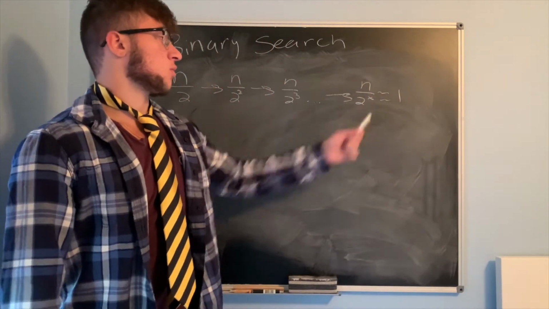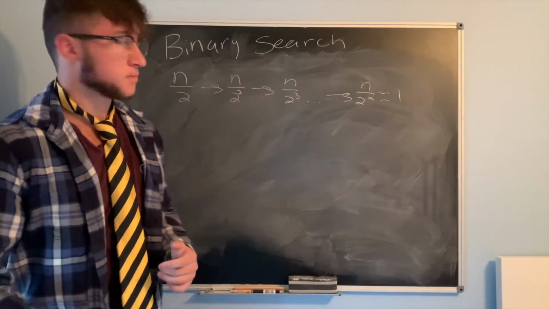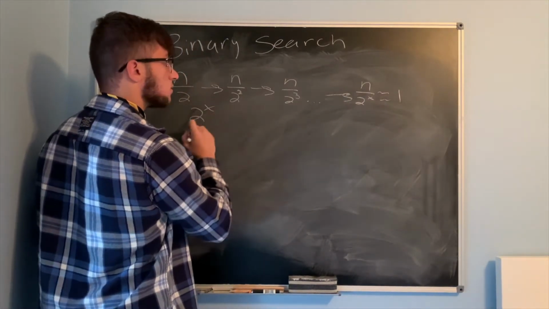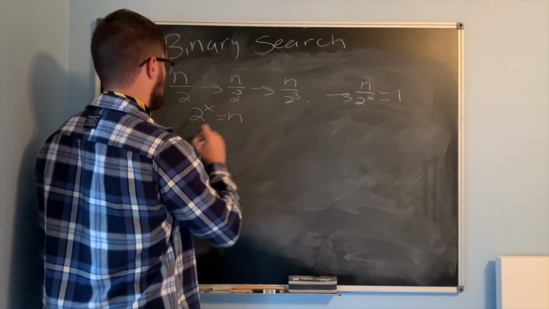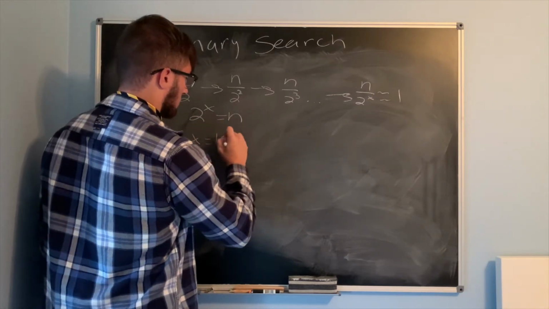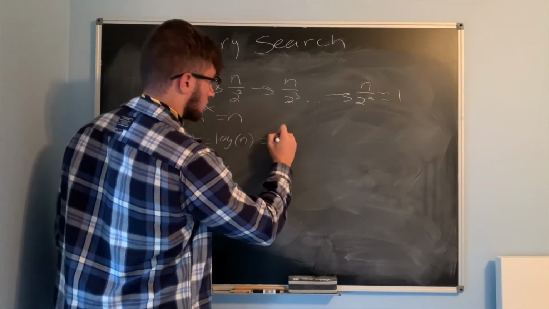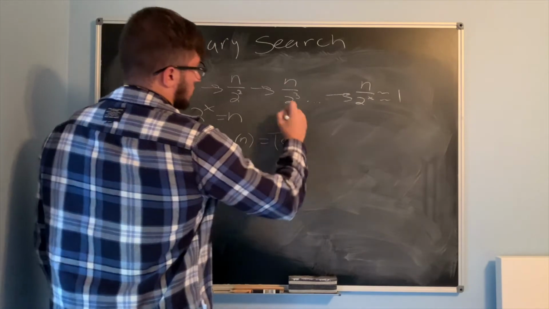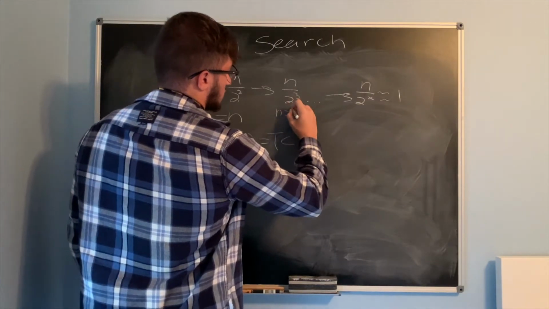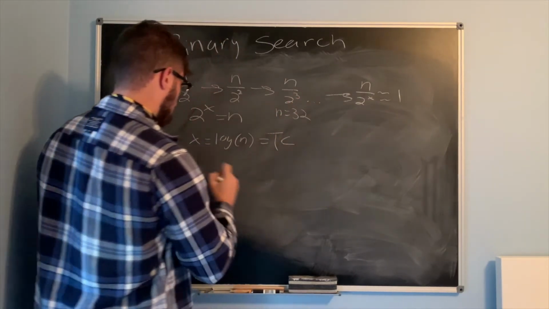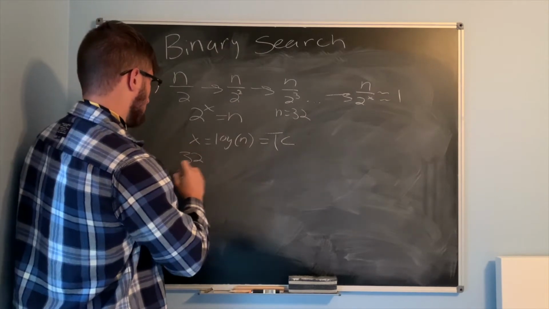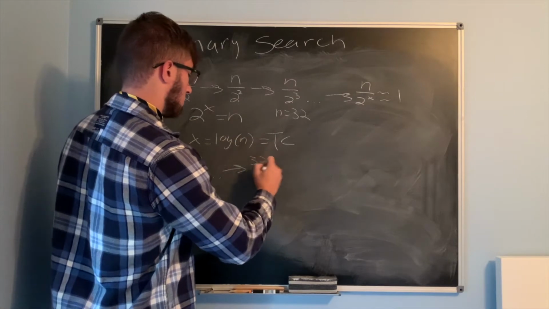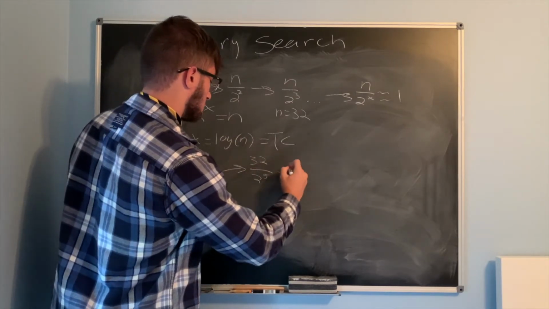So this x right here represents how many iterations it would take to find our element, right? So if 2 to the power of x equals n, then x will equal the log of n, which is equal to our time complexity for the binary search, right? So if we plug in n for like 32, it would look something like this, where 32 over 2, and then it would go all the way down until 32 over 2 to the 5th, which equals 1.